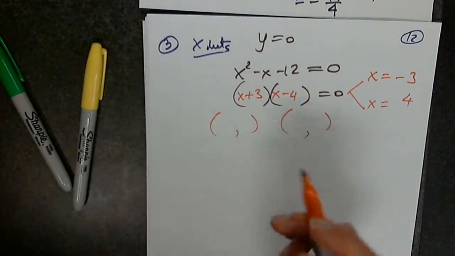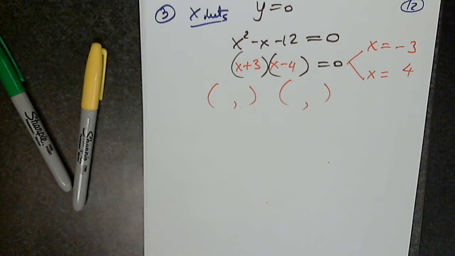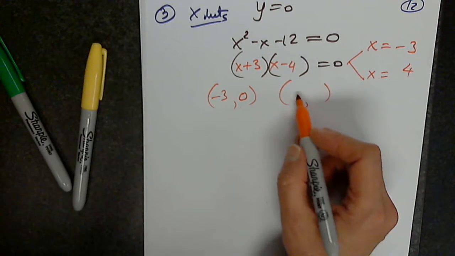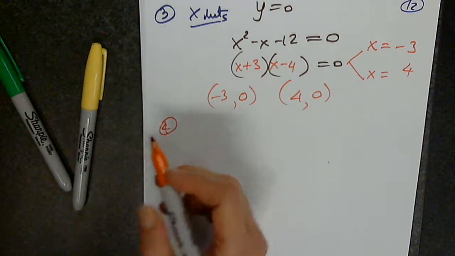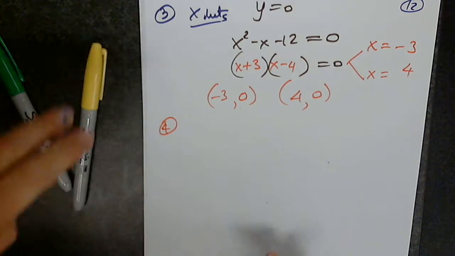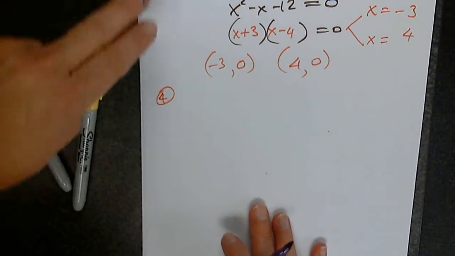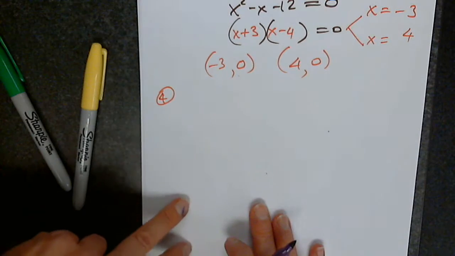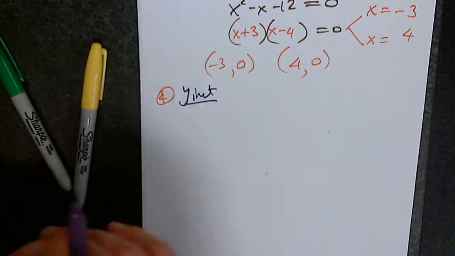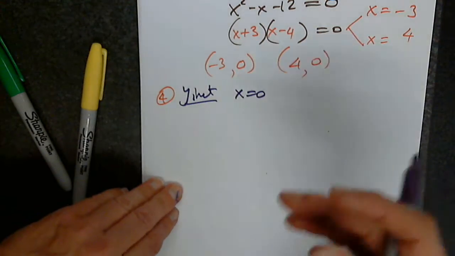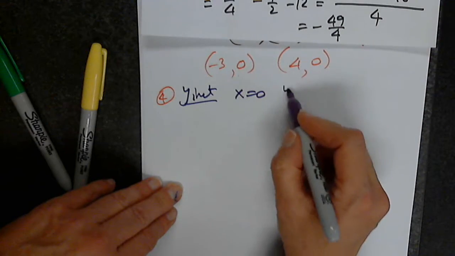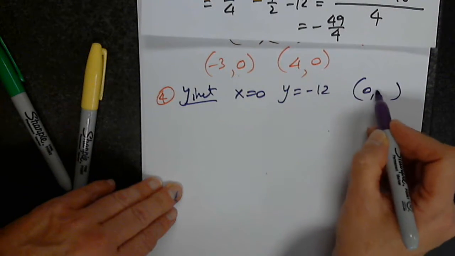What are the x-intercepts then? Very good. What is the fourth step? That's 5. I have one more step before 5. Very good. How do I determine the y-intercept? Set x equals 0. Very good. When x equals 0, then what do I have? Very good. So y equals negative 12, so 0, negative 12.